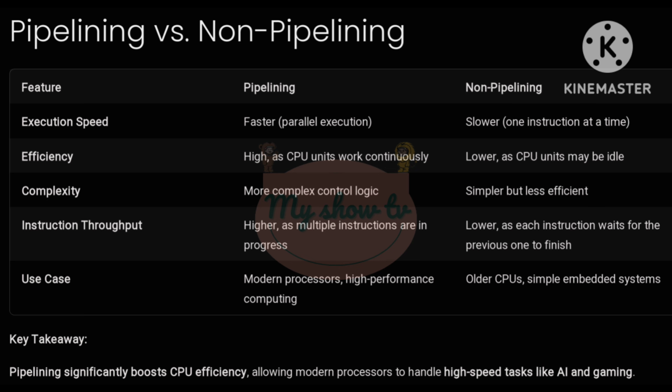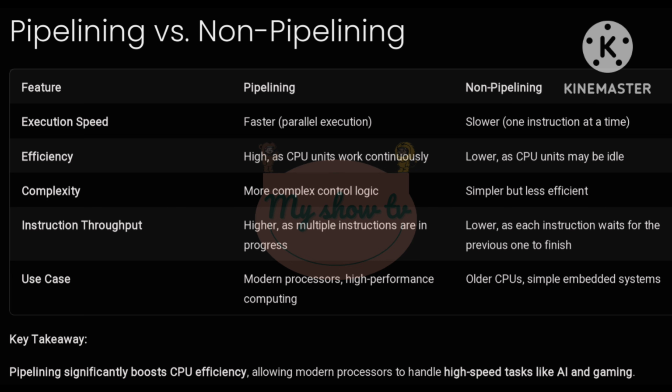When we talk about CPU performance, one of the key factors is how efficiently instructions are executed. Pipelining is a technique that allows multiple instructions to be processed simultaneously by breaking down execution into smaller stages.